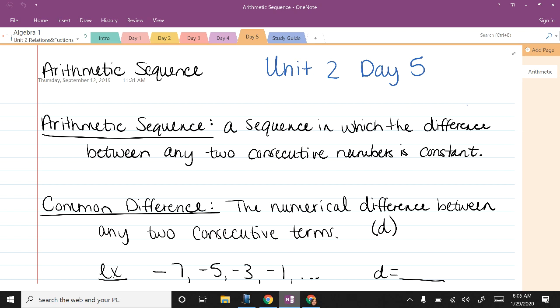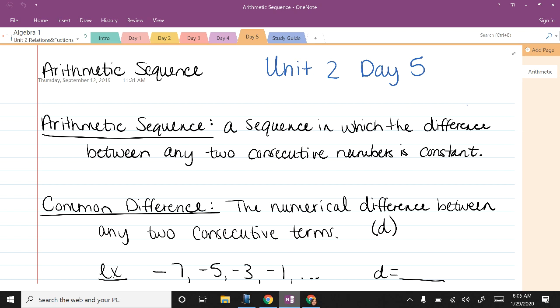So a lot of sequences, we can kind of look and see from one number to the next what pattern's happening, okay? Well, that's going to be easy to do today because it's going to be arithmetic sequences. Don't say arithmetic. Arithmetic sequence. An arithmetic sequence is a sequence in which the difference between any two consecutive numbers is constant, okay?